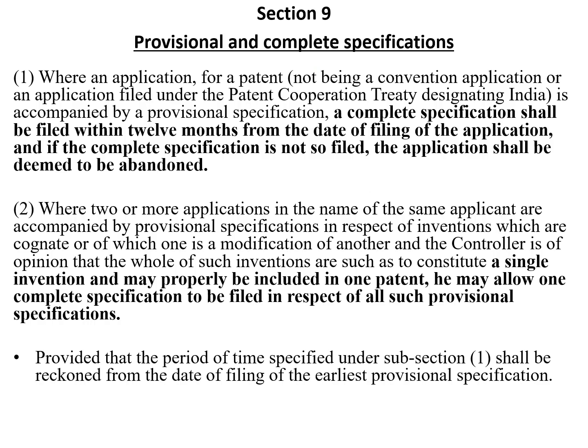In this video, we'll deal with Section 9 and Section 10 of the Indian Patent Act 1970. Section 9 deals with provisional and complete specifications. In the Indian patent system, there is a provision where the patent application can be filed either as a provisional application or as a complete application. A provisional application is followed by a complete application within 12 months of filing of the provisional application.